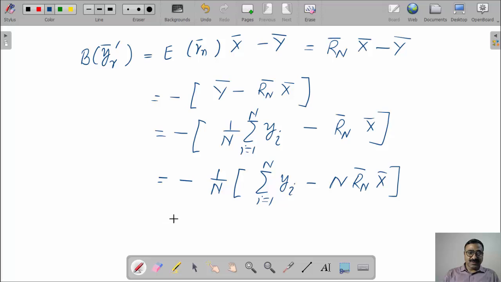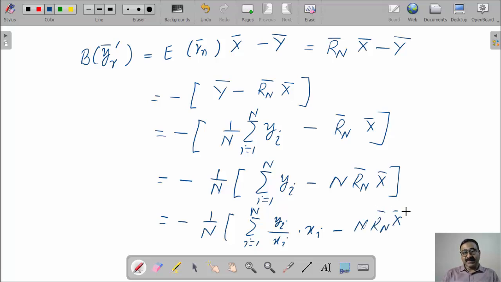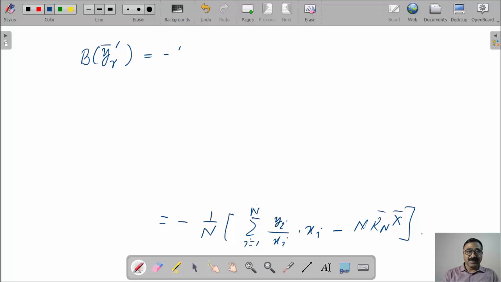So this is equal to minus 1 by n summation i equal to 1 to n. This can be y_i by x_i into x_i minus n R_n bar x bar. Now this is minus 1 by n summation i equal to 1 to n, this is R_i x_i minus n R_n bar x bar.